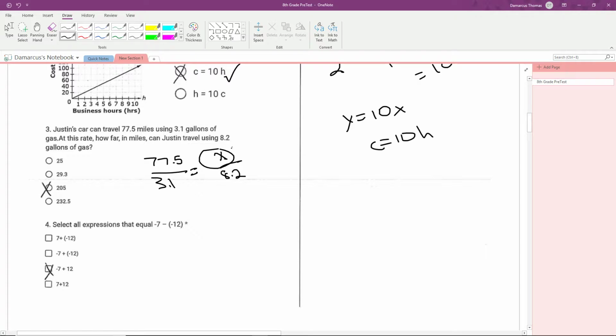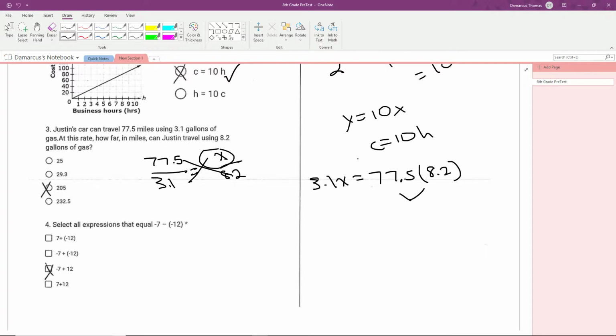All right, this could be done a number of different ways. We could have used a proportional diagram for percentages, all that different stuff. But at this point, to get x, you cross multiply. So you're going to have 3.1 times x equals 77.5 times 8.2. Now, at this point, you do have to have a scientific calculator to figure this out. So I'm going to calculate this just to make sure I know what it is. Just pull out a scientific calculator.